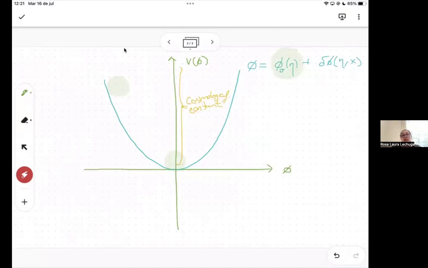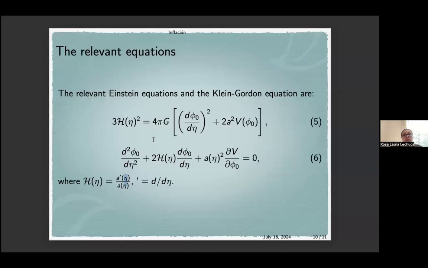So in that sense, we're going to say that it's effectively a cosmological constant. But this is the zero mode of the inflation field, and this period is characterized using this equation. Note that the equations are only for the zero mode of the inflation field, not for the whole field.